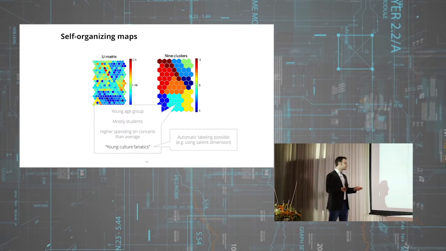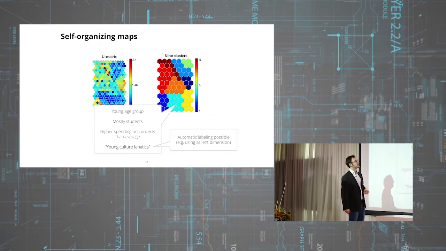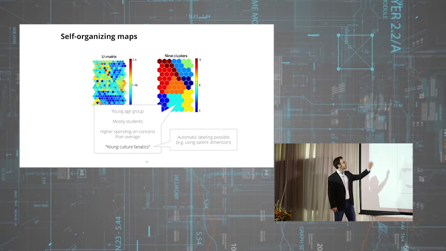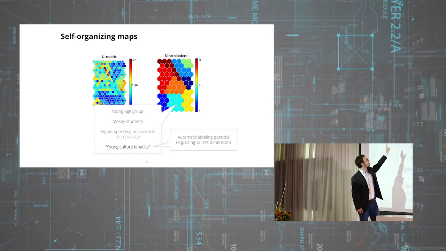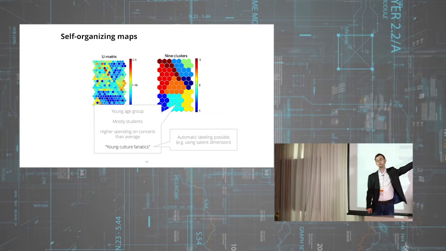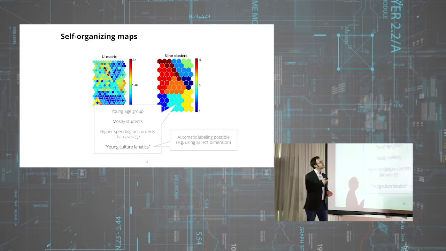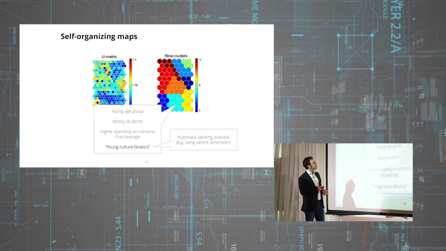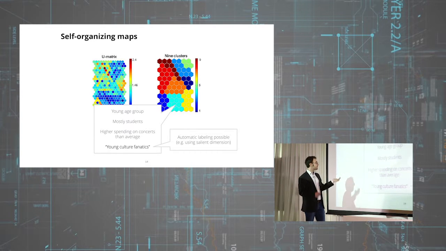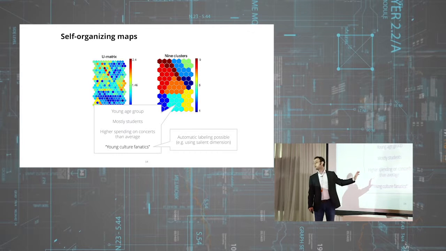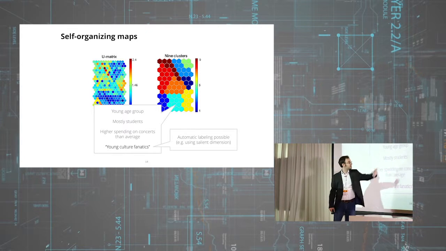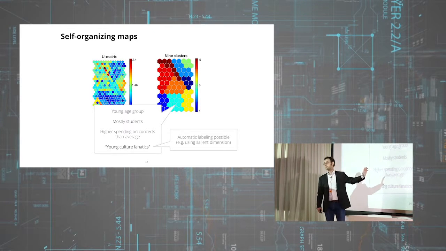First of all, however, to make the inspection of this a little bit easier, you can apply a second-level clustering approach on these weight vectors, and then you can really show the regions immediately. And then for every region you get here in this self-organizing map, you can say, for this region, for example, we can tell you many people in here belong to a young age group. They're mostly students. They have a higher spending on concerts than average. So you can come up with a name. You can say, let's call this region over there the young culture fanatics.